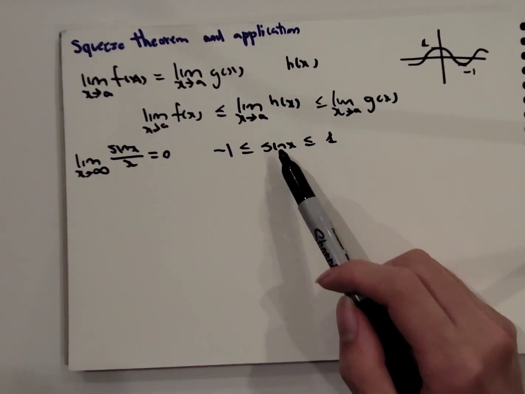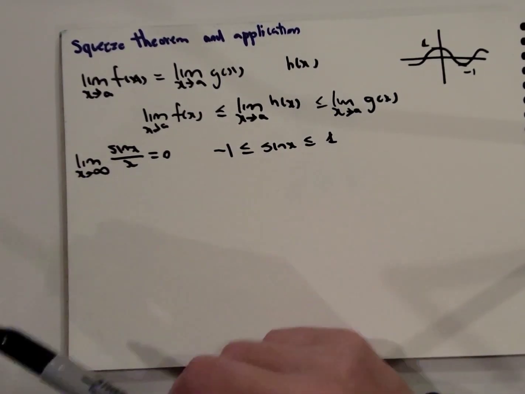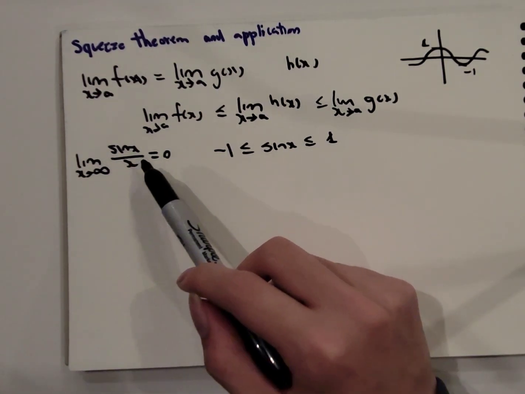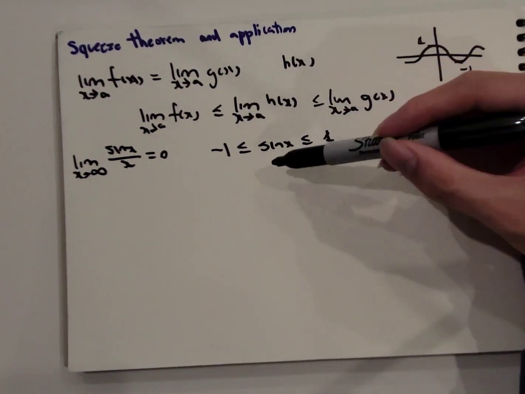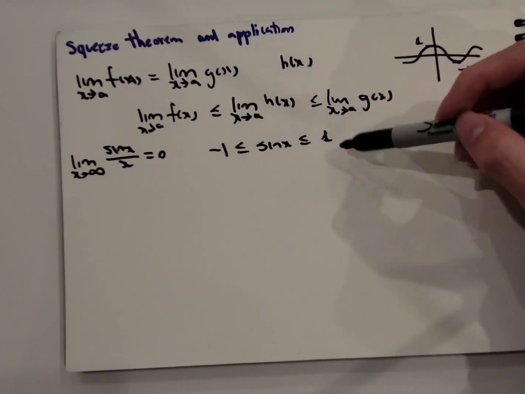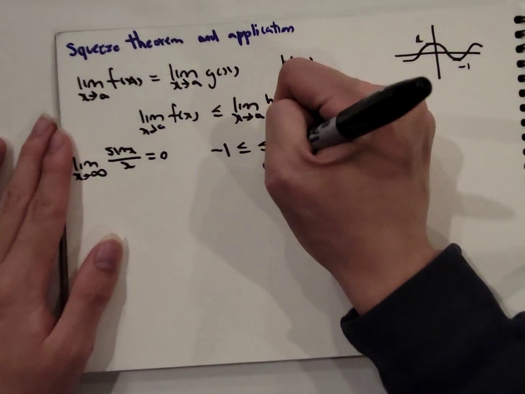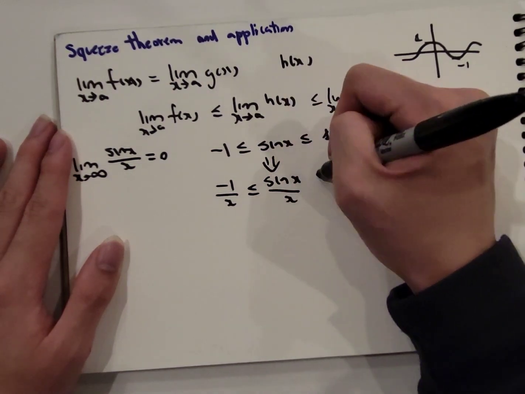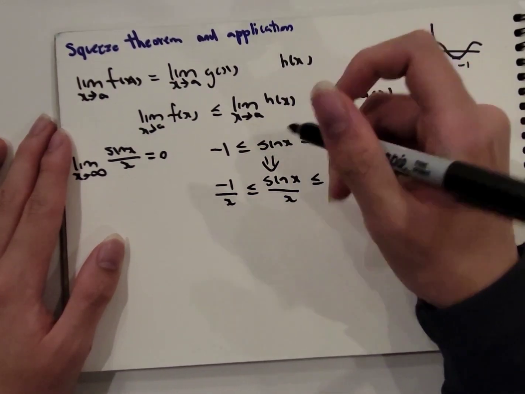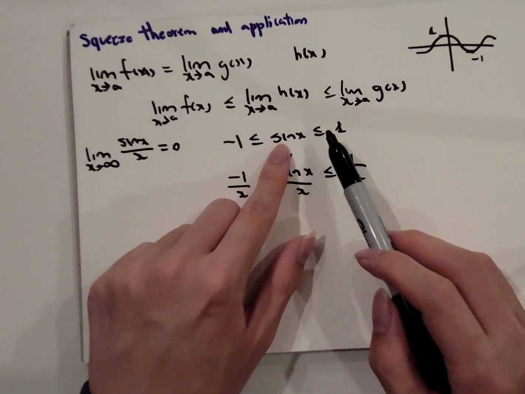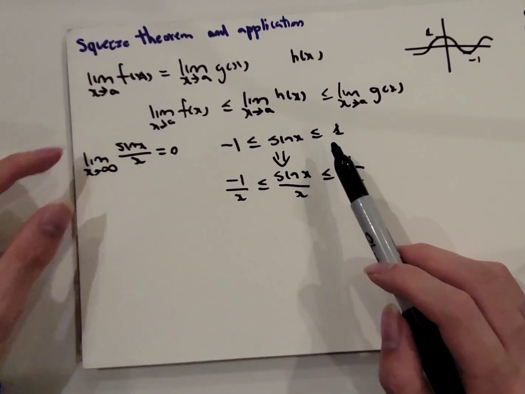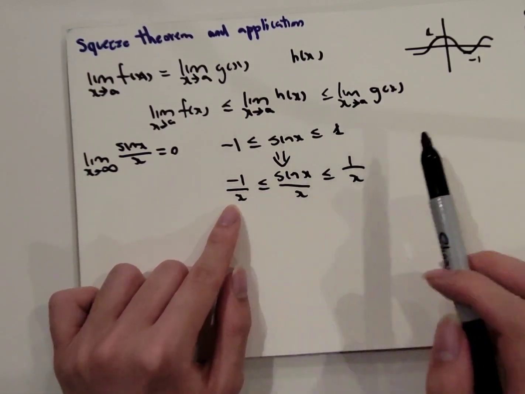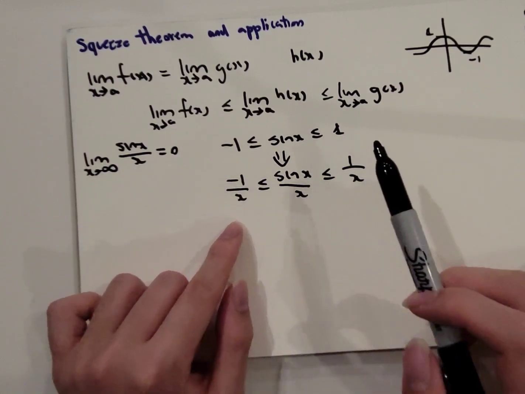Now let me ask you, how are you going to turn sine x into sine x over x? You simply divide sine x by x so you get sine x over x. But remember, what you do to one side you have to do to both sides. So what is that going to be? That's going to be -1 over x ≤ sine x over x ≤ 1 over x. What I'm basically doing here is converting sine x into sine x over x, and as I do that, I have to divide by x on all sides.